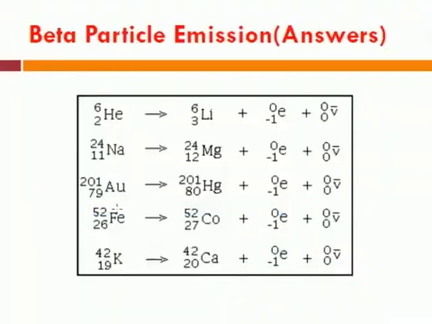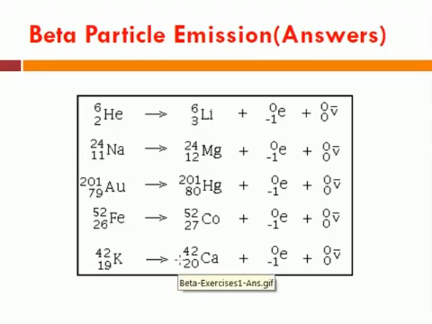Okay. Then next, number 4. So we have 52 here, 52. Then negative 1, 1 plus 26, so we have 27. And the element with atomic number of 27 is cobalt. Then for the last number, we have 0 plus 42. So we have 42 here, 42 here.